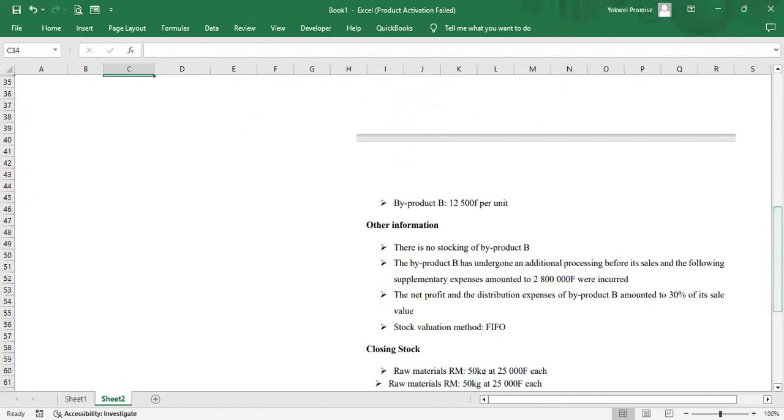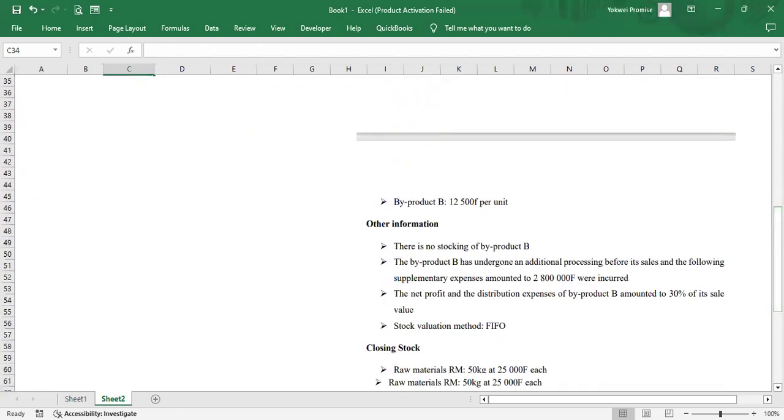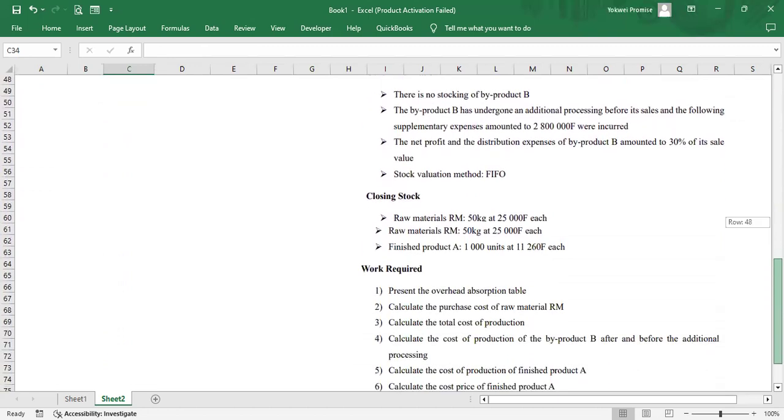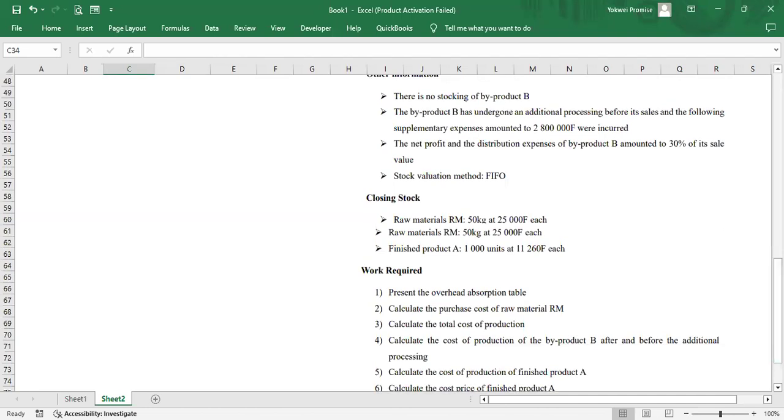The next part of the question is saying we should calculate the total cost of production. Not yet the total cost of production of finished product, just the total cost of production. Before we calculate this, we have to start by doing the inventory valuation for the raw materials.